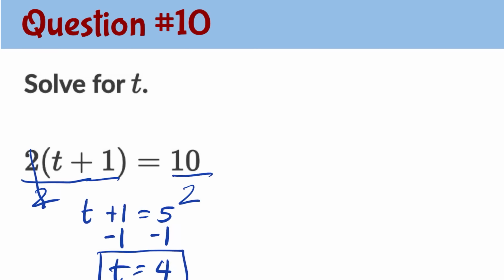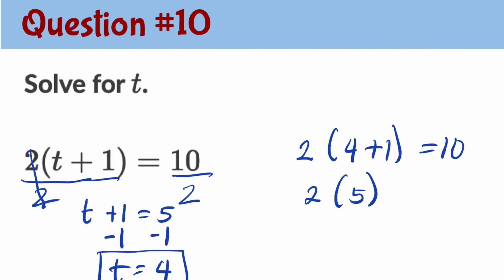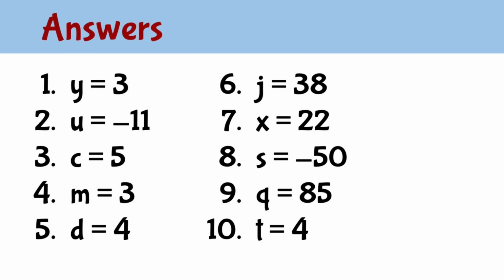To check the answer, let's plug in t is 4. So we have 2 times the quantity 4 plus 1 is equal to 10. So 4 plus 1 is 5. And multiplying 2 times 5 is 10. So yes, 10 is equal to 10. So the right answer is t equals 4. Here are the answers. Did you get 10 out of 10?